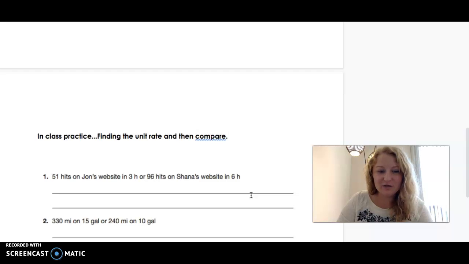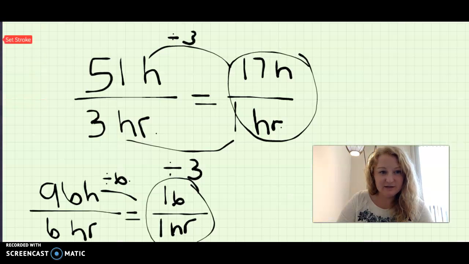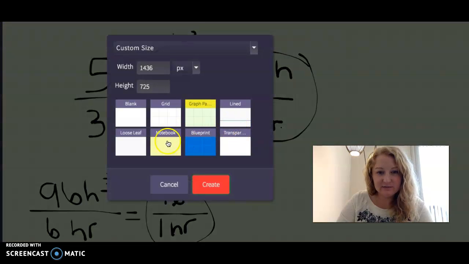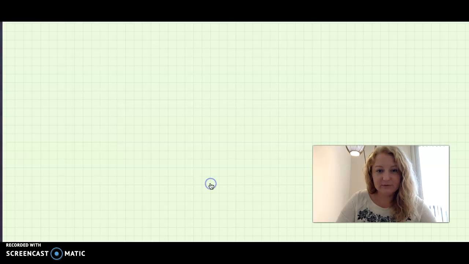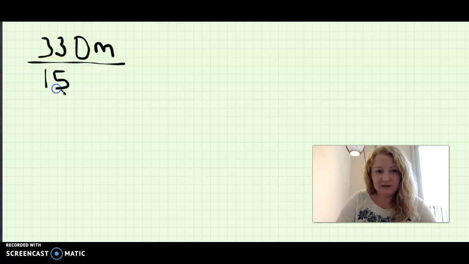So we're comparing 330 miles on 15 gallons or traveling 240 miles using 10 gallons. So 330 over 15. 330 miles going on a road trip, and that is 15 gallons.